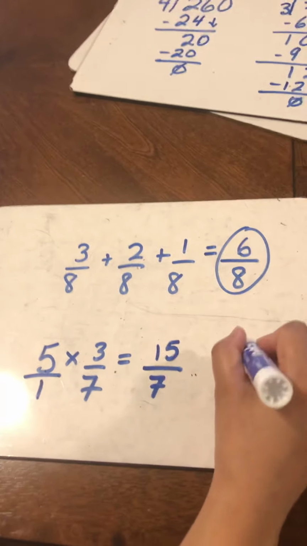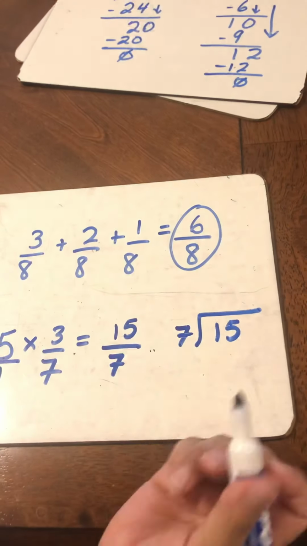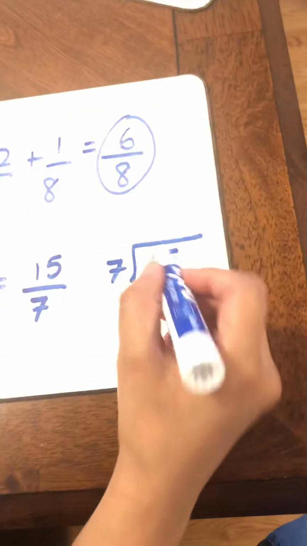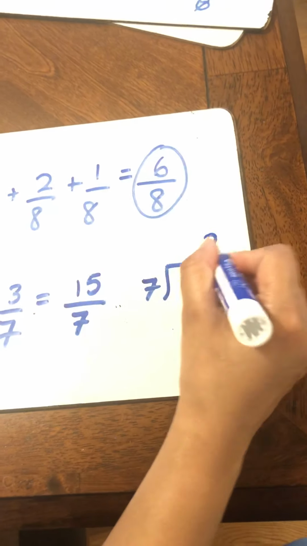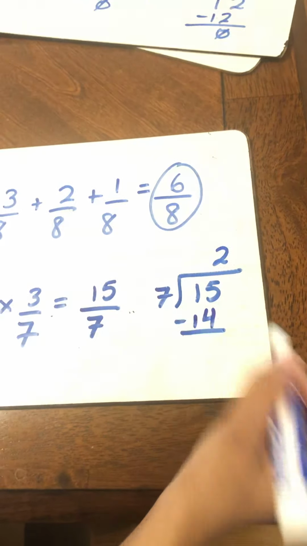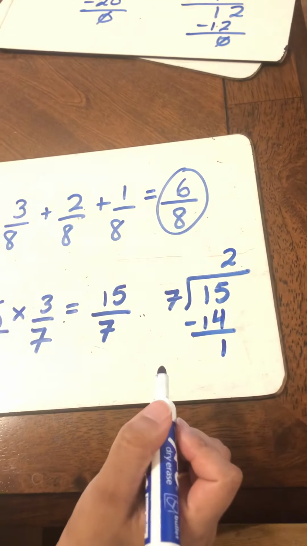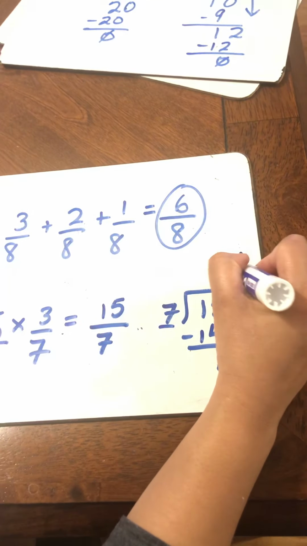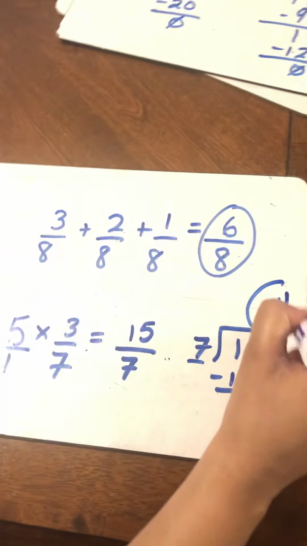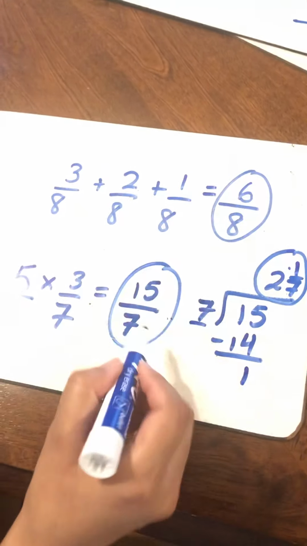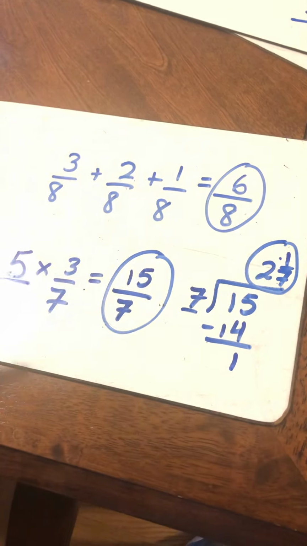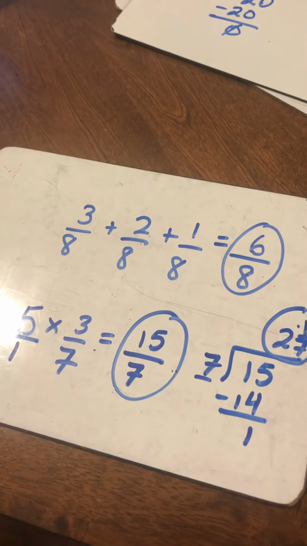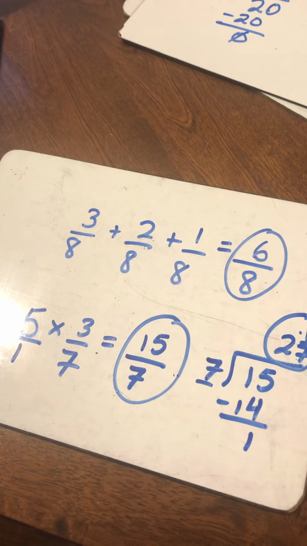Or some of you, I know, took it a little step further, which is great. And you did the long division. So 7 goes into 15 twice. 2 times 7 is 14. Subtract, you have 1 left over. And that remainder you can put over your divisor to make it into a fraction. So your answer could be 2 1/7, or you could have left it like this, 15/7, and both answers are correct.